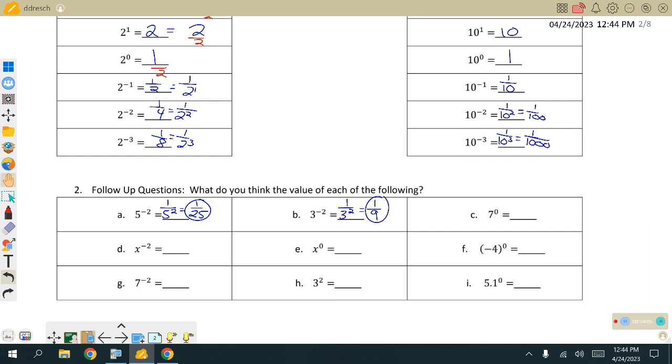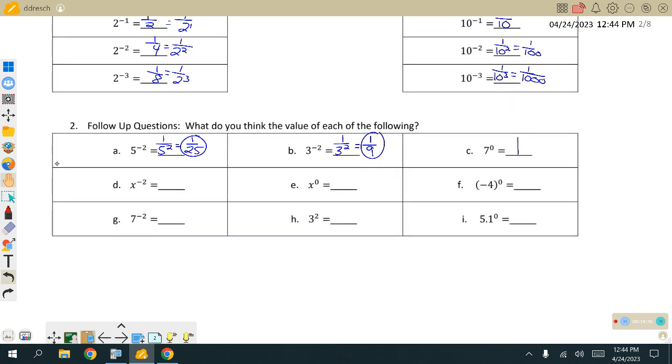Okay, 7 to the 0. What we wanted you to start developing, like you guys have done over the school year, is rapid fire. 7 to the 0 is 1. Anything to the 0 is 1. Those you could all do in your calculator, but you can't do variables.